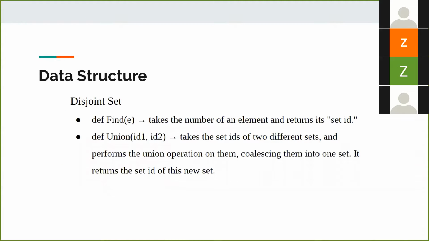We use a disjoint set to generate the maze. We implement the disjoint set by rank with path compression in Python. There are mainly two operations in our API. The first operation is find. It takes the number of an element and returns its set ID. In our maze generation, the cell of the maze is the element.